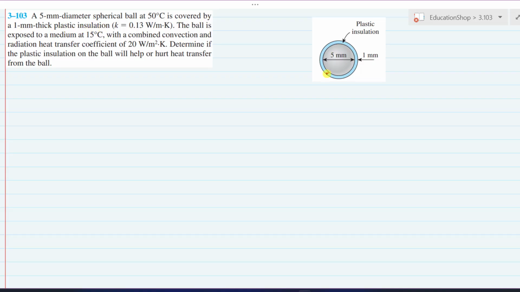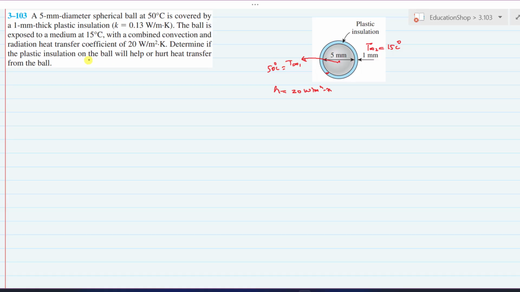This is the plastic insulation provided over the spherical bar, its thickness is 1mm, and the thermal conductivity of this plastic is 0.13 watt per meter Kelvin. The ball is exposed to a medium at 15 centigrade. The outside temperature is T infinity 2, that is 15 centigrade, and the inside temperature is T infinity 1, that is 50 centigrade, with a combined convection and radiation heat transfer coefficient. The h value is 20 watt per meter square Kelvin.